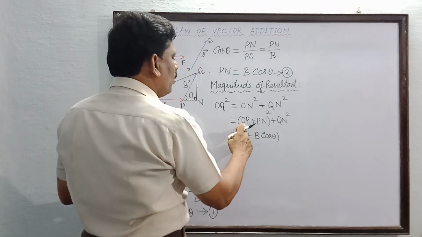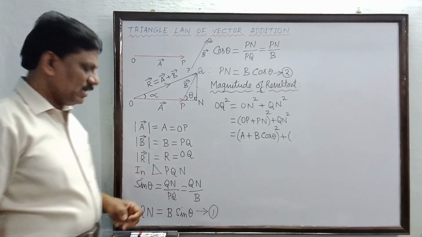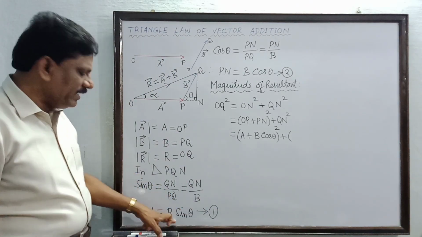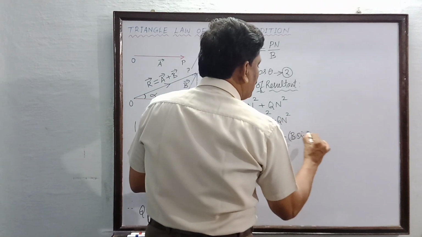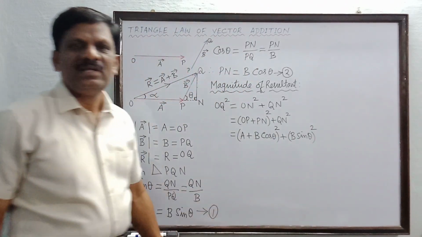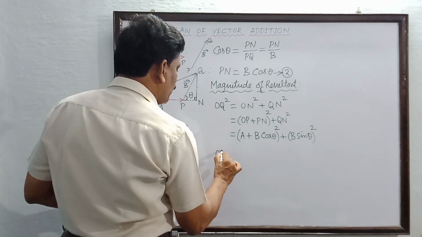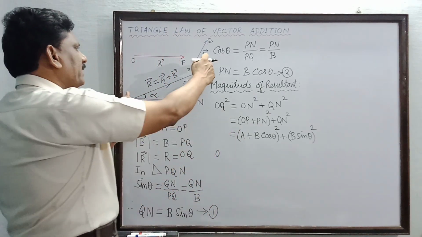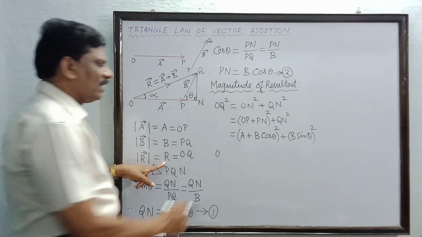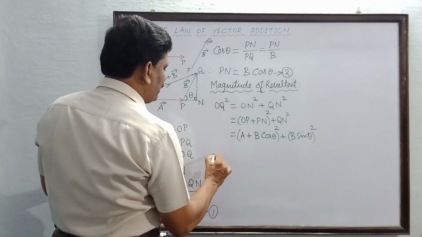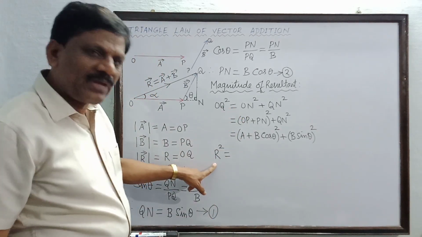Okay. So OP plus PN the whole square plus what is QN? You see the equation 1. What is QN equal to? B sin theta. So here QN square is B sin theta the whole square. So I am going to expand the bracket. That's all. Okay. So here OQ square. Now instead of OQ, the length of the side OQ, can you see here OQ is also equal to the magnitude of the resultant vector R. So I can also substitute here R square. So this is R square. Left hand side OQ square is also replaced by R square.